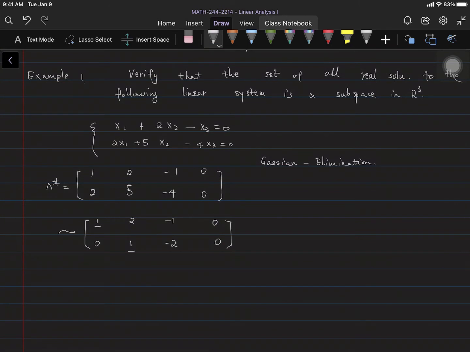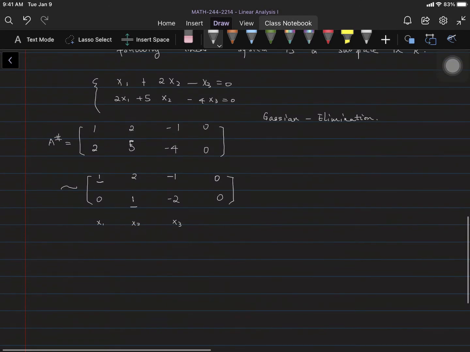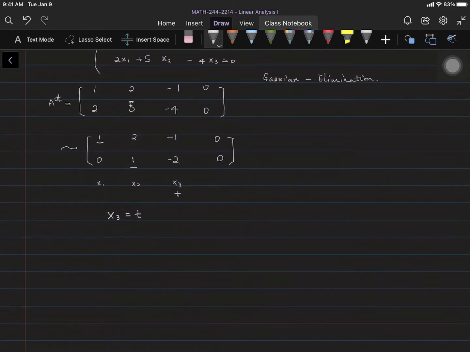So who has leading 1? You can see. Actually, how many unknowns do we have? We have 3 unknowns, and x1 and x2 have leading 1s. So we can see who can be the free variable. We set x3 to be the free variable, like t. x3 equals t. Let's solve for x2.